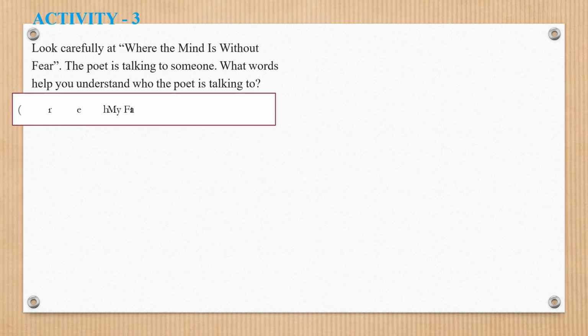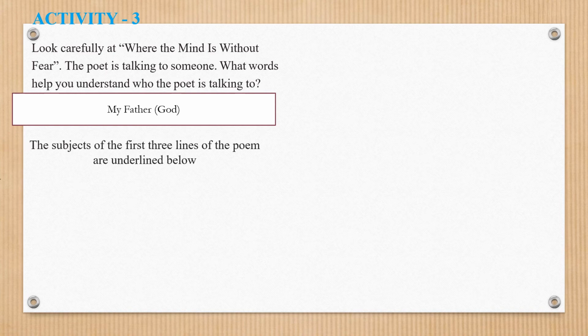Activity 3. Look carefully at where the mind is without fear. The poet is talking to someone. As I told you, children, the poem is a prayer. So the poet is talking to God. The subjects of the first three lines of the poem are underlined below. Here in the textbook, it is not underlined, but I'll tell you what that is.